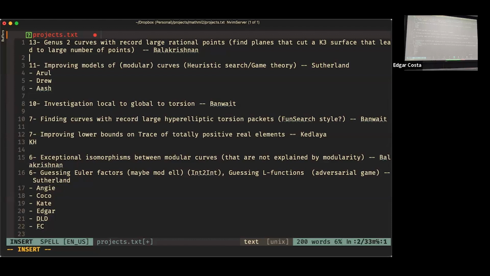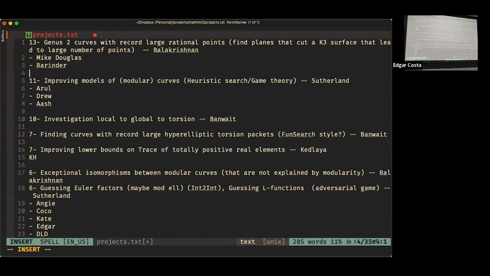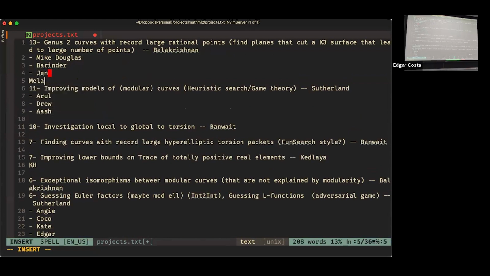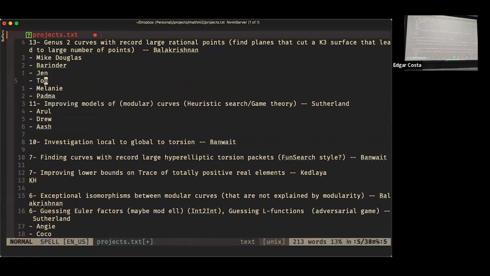Okay. Genus 2 curves with record large torsion points. I'm missing someone. Tom. Tom's fine. Did I miss anyone else?